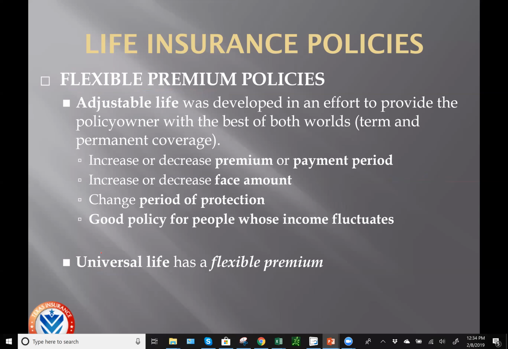Now, let's look at some flexible premium policies. The first one is an adjustable life policy. An adjustable life policy is just a permanent policy, builds cash value, has a guaranteed minimum interest rate. Now, on adjustable life, there are some pieces that can be adjusted.